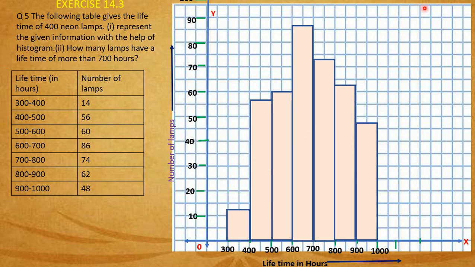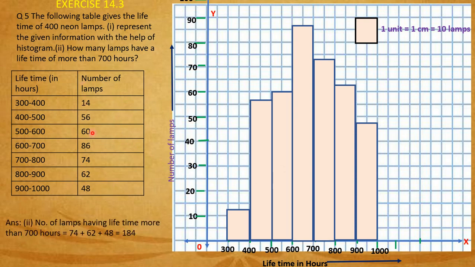Now we have to write the scale, which is on the topmost right-hand corner: 1 unit equals 1 centimeter is 10 lamps. So this is the representation of the given data in the histogram. And second, we have to write the answer for how many lamps have a lifetime of more than 700 hours.